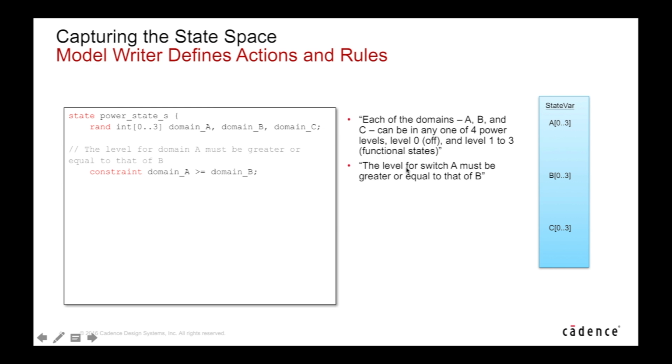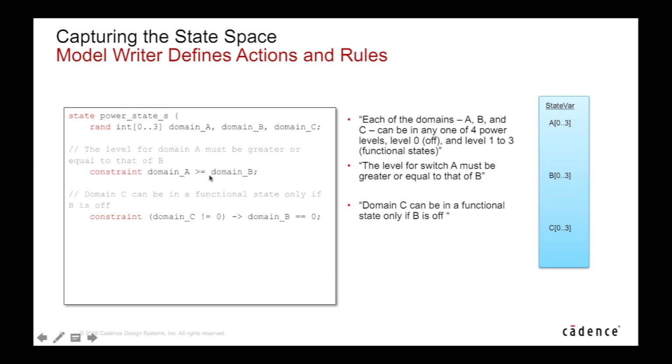The level for switch A must be greater than or equal to that of B. No problem, that's a simple constraint: domain A bigger or equal to domain B. Domain C can be in functional state only if B is off. Yet another constraint on our domains: domain C different than 0, so in functional mode, implying that domain B is 0, off.